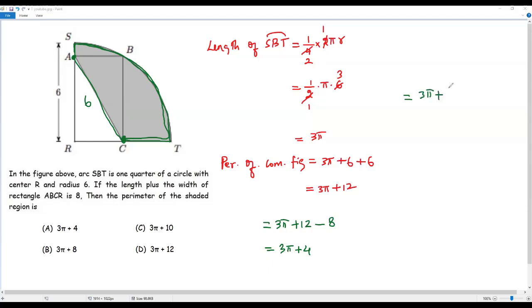So 3 pi plus 4, plus 6, is 3 pi plus 10. So the perimeter of the shaded region is 3 pi plus 10. We find this 3 pi plus 10 in answer choice C. The correct answer choice for this question is C.